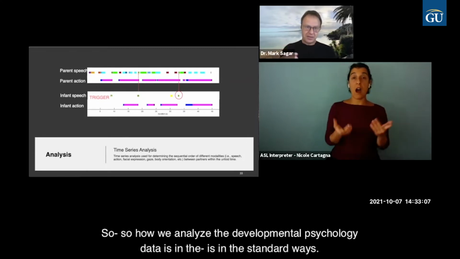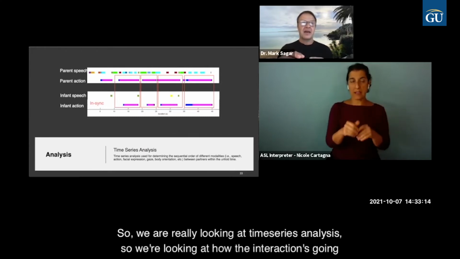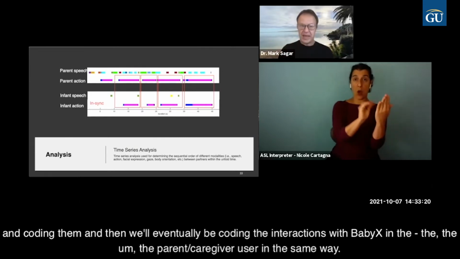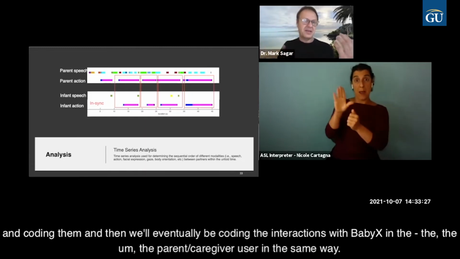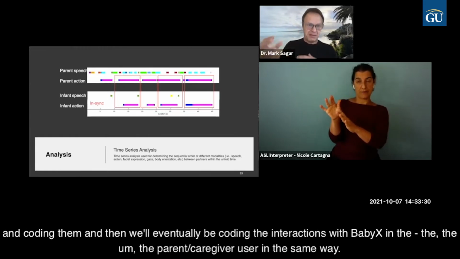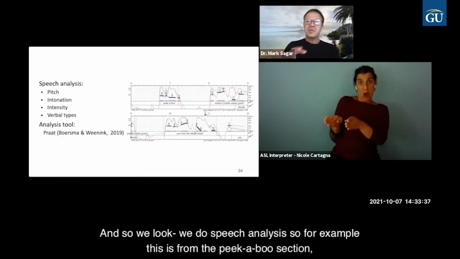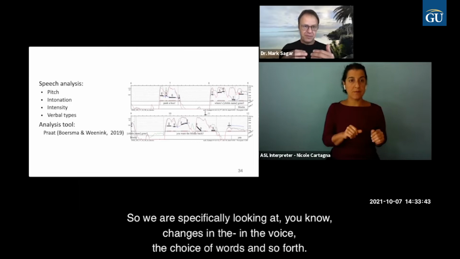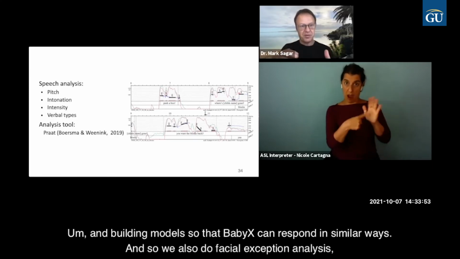How we analyze the developmental psychology data is in the standard ways. We're really looking at time series analysis. We're looking at how the interactions are going and coding them, and then we'll eventually be coding the interactions with BabyX and the parent or caregiver user in the same way. And so we do speech analysis. For example, this is from the peekaboo section. We're specifically looking at changes in the voice, the choice of words, and so forth, and building models so that BabyX can respond in similar ways.